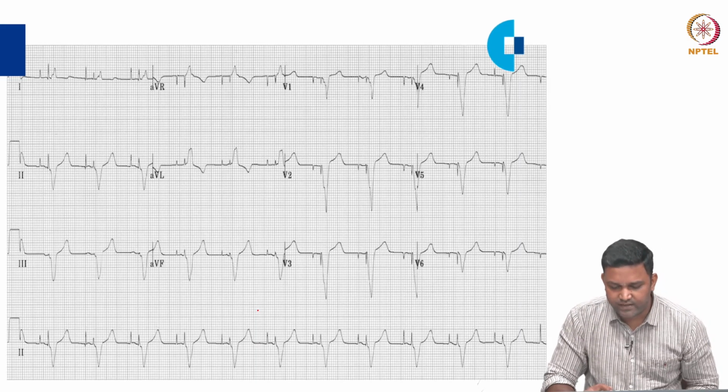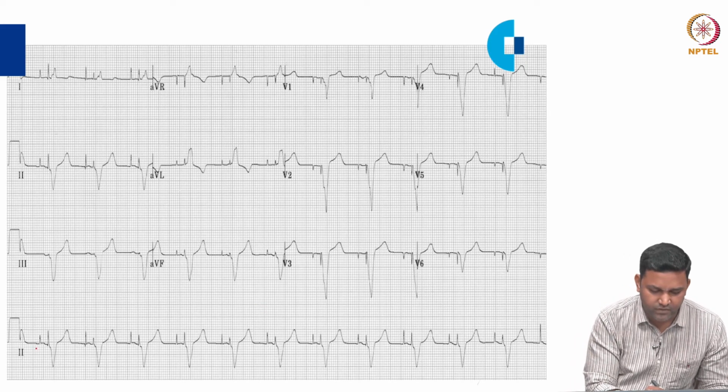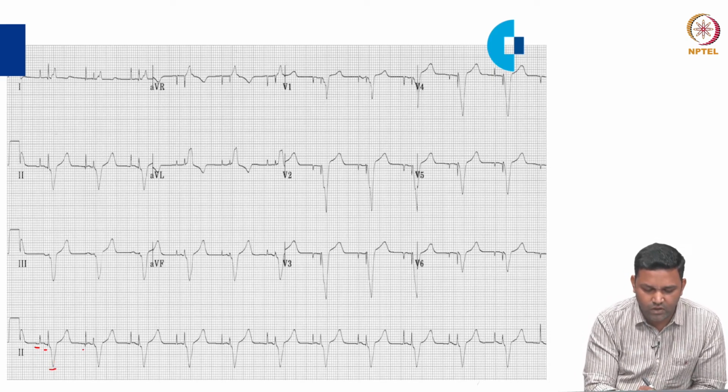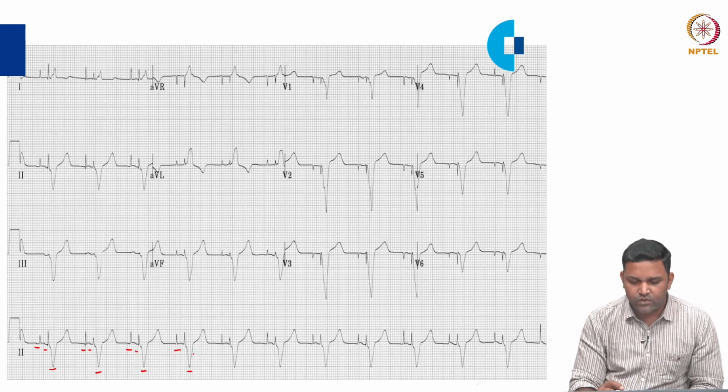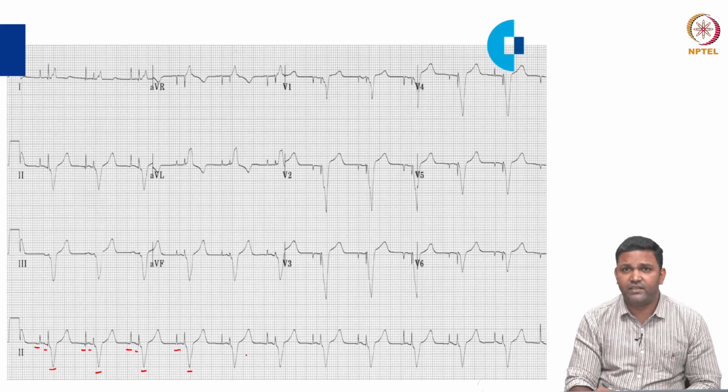So, this is another ECG. And you can see the patient has two pacing spikes, one in the first and second, and then it is followed by a QRS complex. So, this is seen in almost all leads. So, it happens at a rate of around 70 per minute. So, this is AV synchronous pacing.